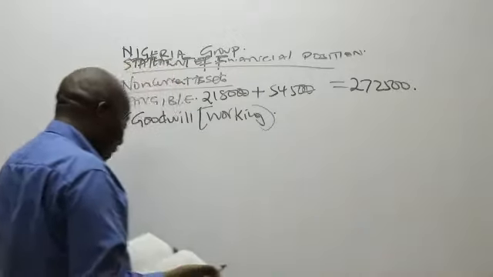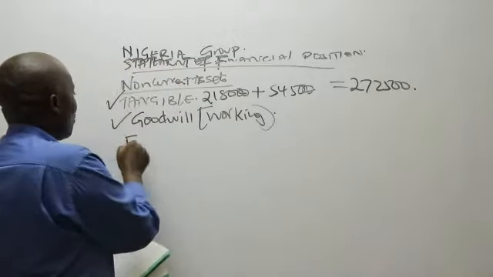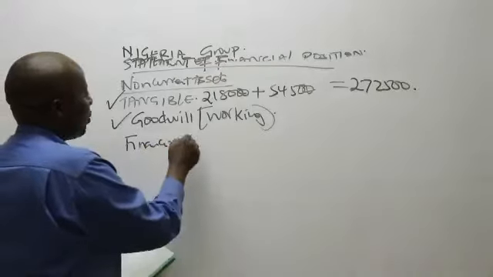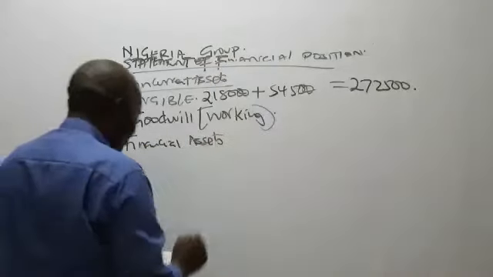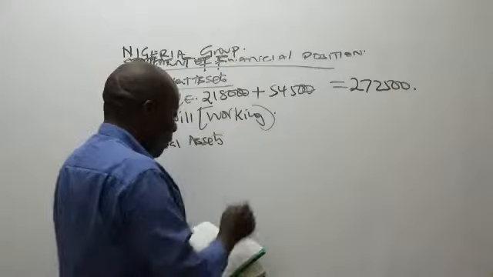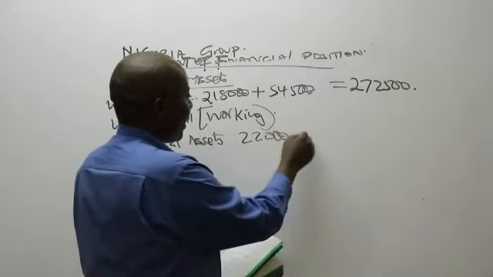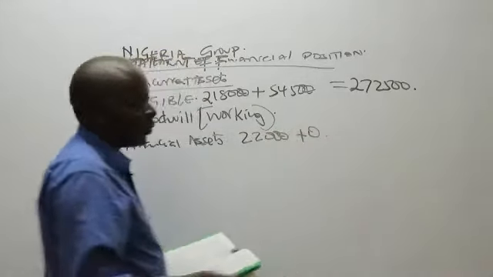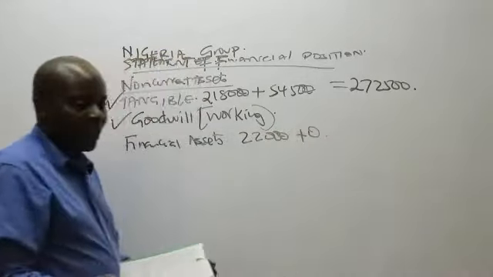From there, we have financial assets. Financial assets are free marks really. I'll take the one of the parent, which is 22,000, plus the one of the subsidiary, which is 0, nothing really. So this is a free mark, which gives me 22,000.